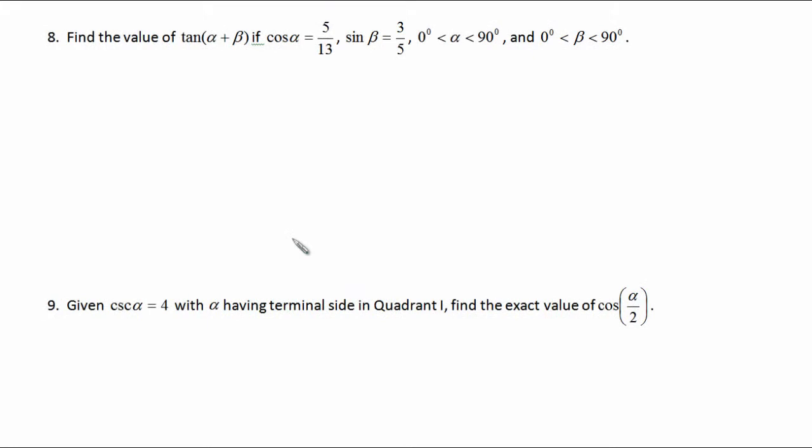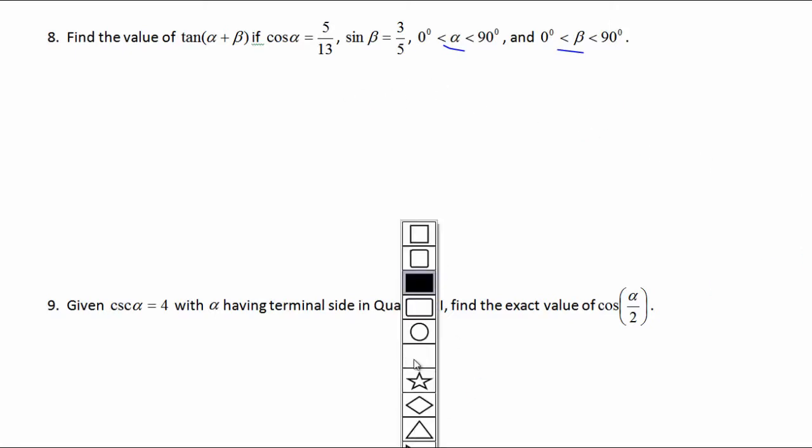Okay, we've got just 2 left here, so we'll take a look at this one. This one is our angle sum formula, tangent of alpha plus beta. If the cosine of alpha equals 5/13, sine beta equals 3/5, and our angles are between 0 and 90 in both cases, that puts us into the first quadrant. So I'll draw a couple of quick little reference triangles here.